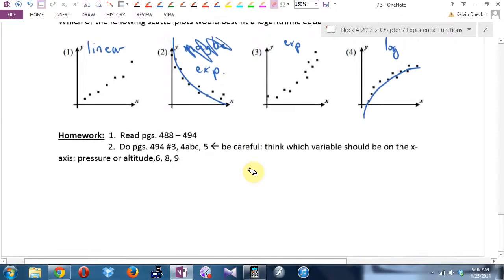What's your homework? So on page 494, number 3, for ABC. Number 5, think very carefully which should be on the x-axis, pressure or altitude, 6, 8, and 9. And the take-home quiz. You'll finish this in class pretty easy.